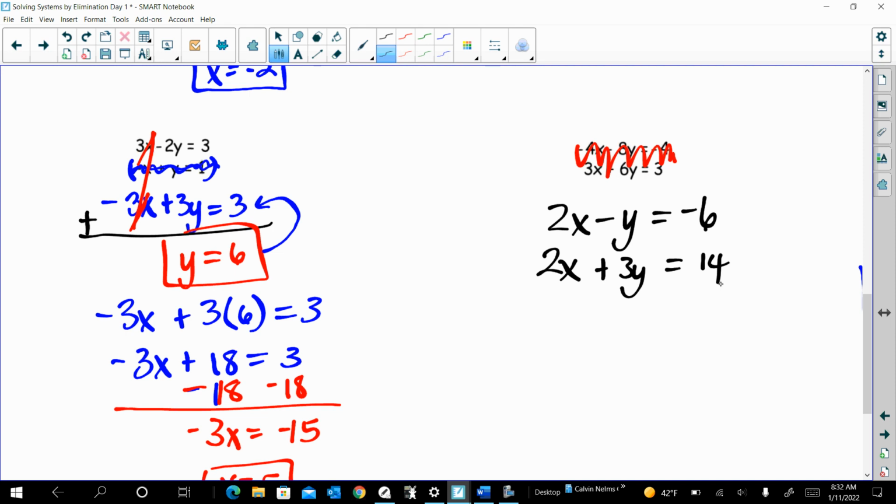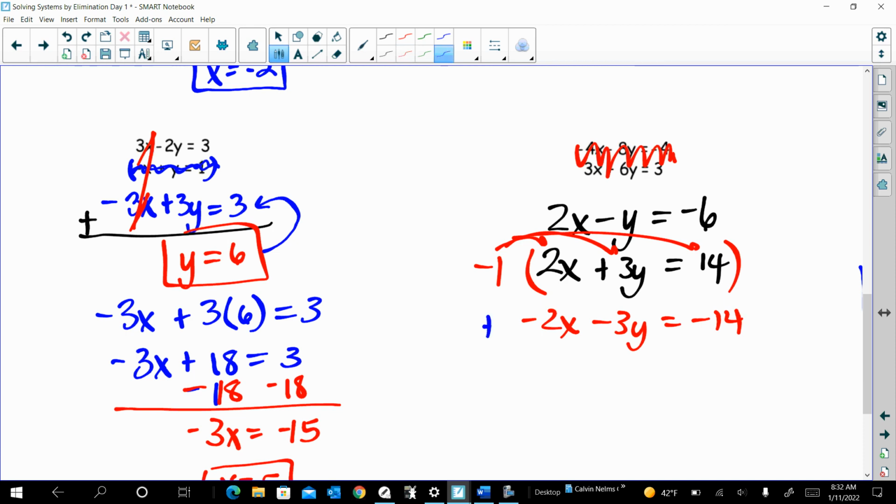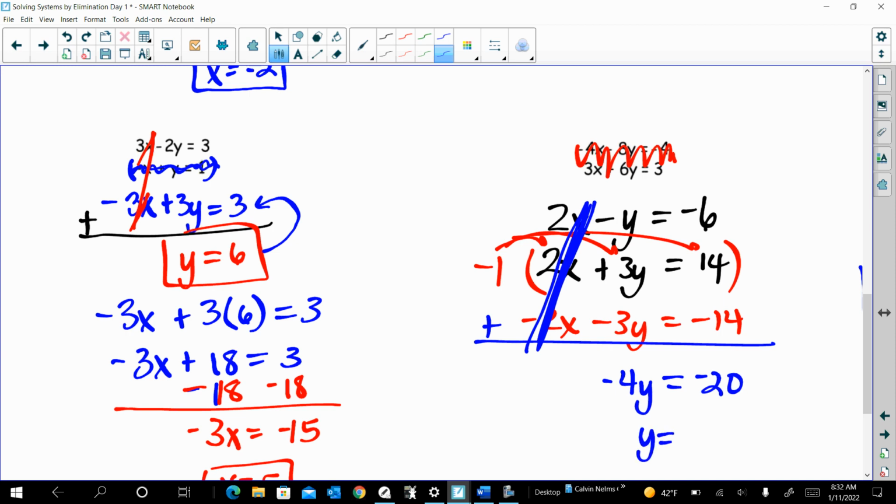Okay, which one do you want to multiply by -1? Okay, bottom by -1. So when you do that, make sure you do that to each term. So this makes negative 2x minus 3y equals negative 14. And now when I add, the x's will cancel. Now this becomes a negative y plus a negative 3y. So the answer here is negative 4y. Negative 6 plus a negative 14 is a negative 20. So y equals positive 5.